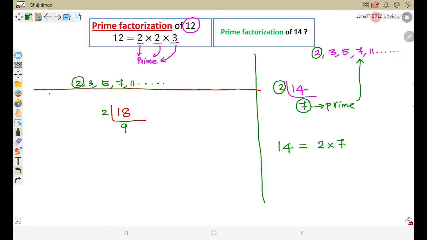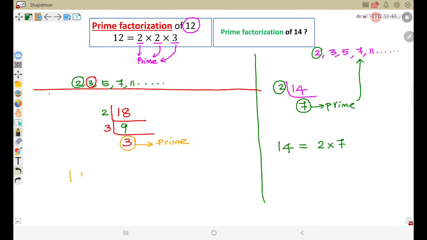Correct? 9. Now think about this number 9. Can we divide 9 by 2? No. If we cannot divide by 2, go to the next number, 3. First check 2: can we divide by 2 or not? If you cannot divide, go to number 3. So I am dividing 9 by 3, and the answer is 3. Now think about this number 3. This number is already a prime number, so we can stop there.